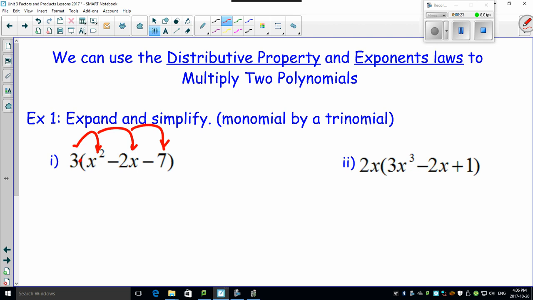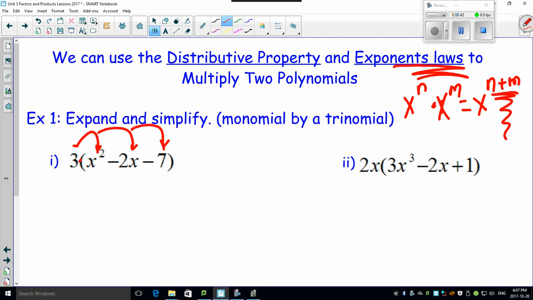But sometimes you might have to use the exponent laws. And one of the most common exponent laws that you're going to use is the one that says this: x to the n times x to the m, and you're just going to multiply them, but you add the exponents. That's probably the one that you're going to use 99.999% of the time. Okay, so what do I mean by this? Let's go back to this question right here that I started off with.